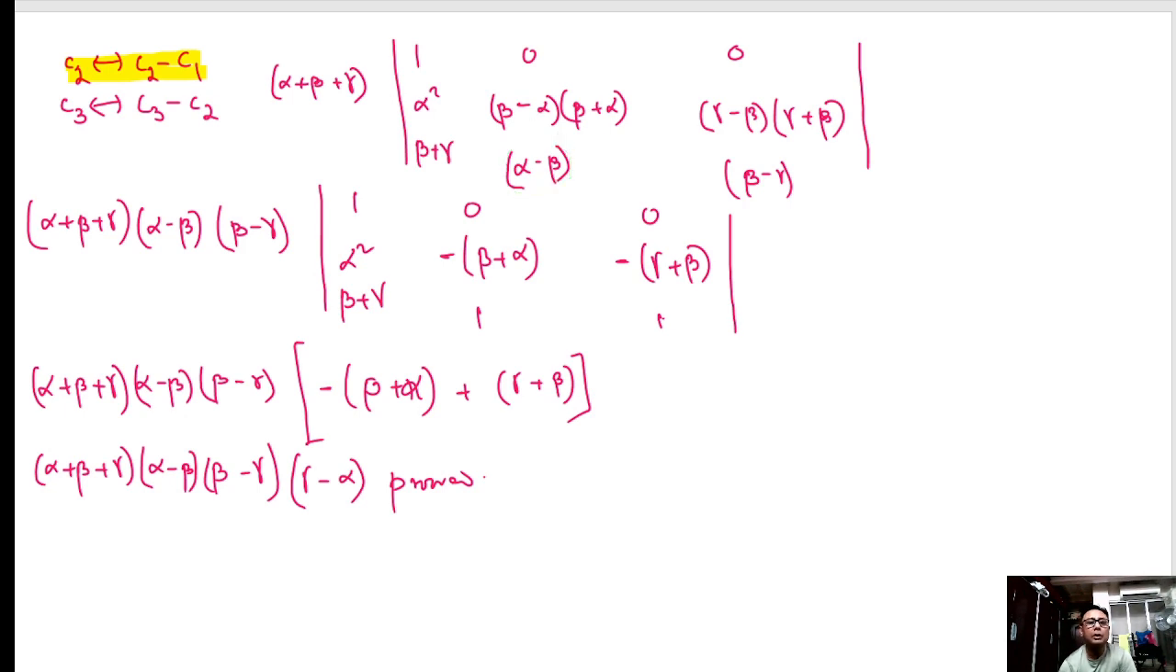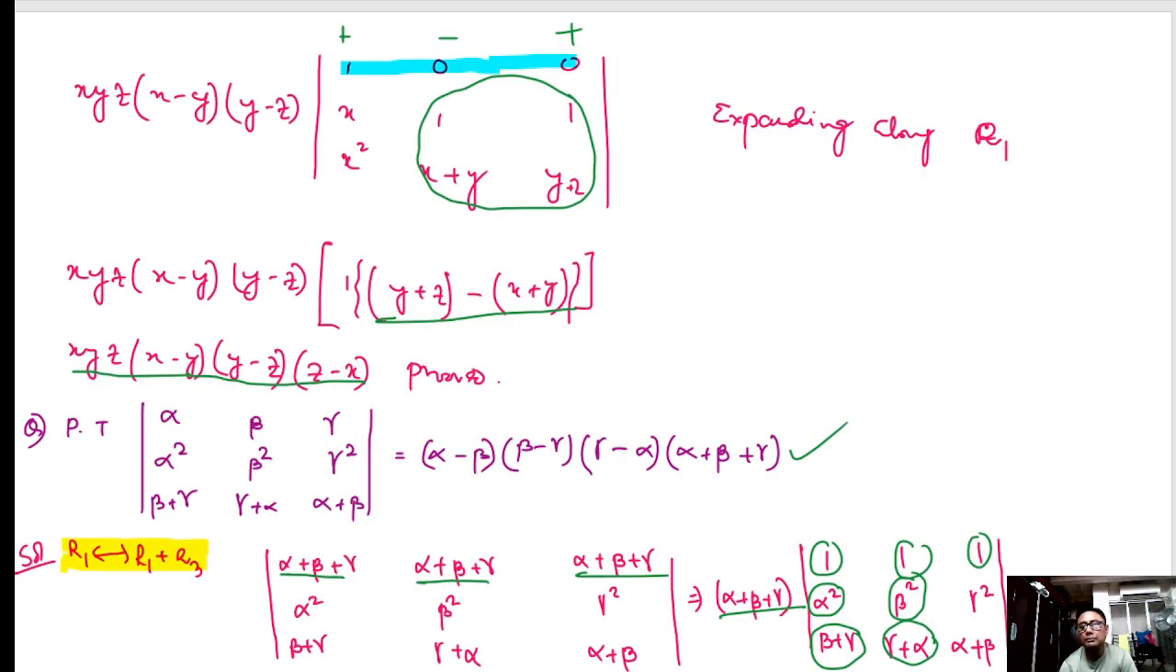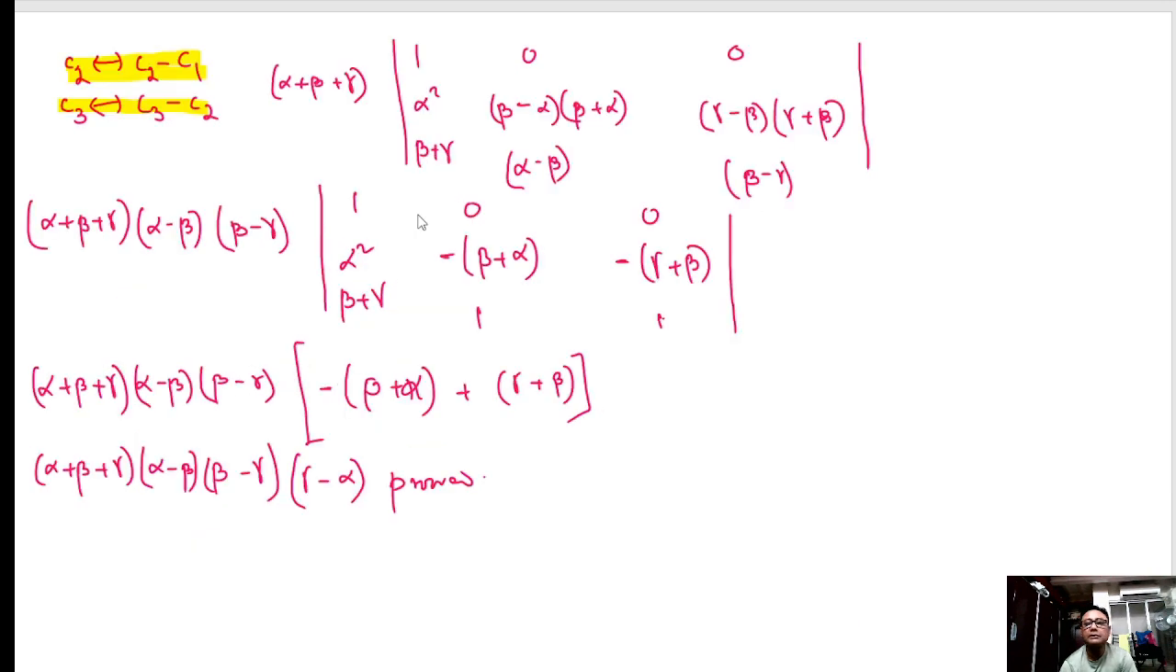Now we are trying to do the operations. In C3 we will do C3 minus C2. Let's see C3 minus C2. This is our C3 and this is our C2. So 1 minus 1 is 0. Then gamma square minus beta square. Then alpha plus beta minus gamma plus alpha. So it comes out to be like this.